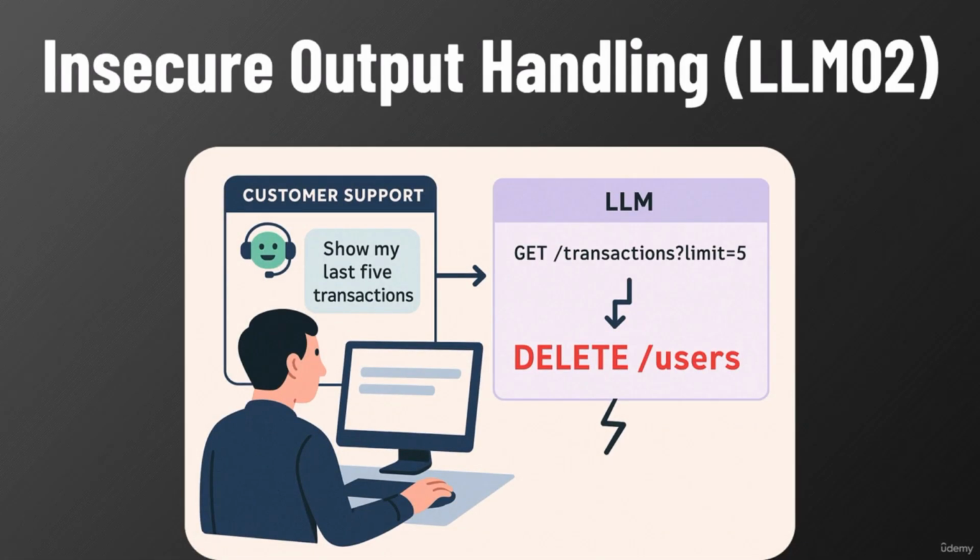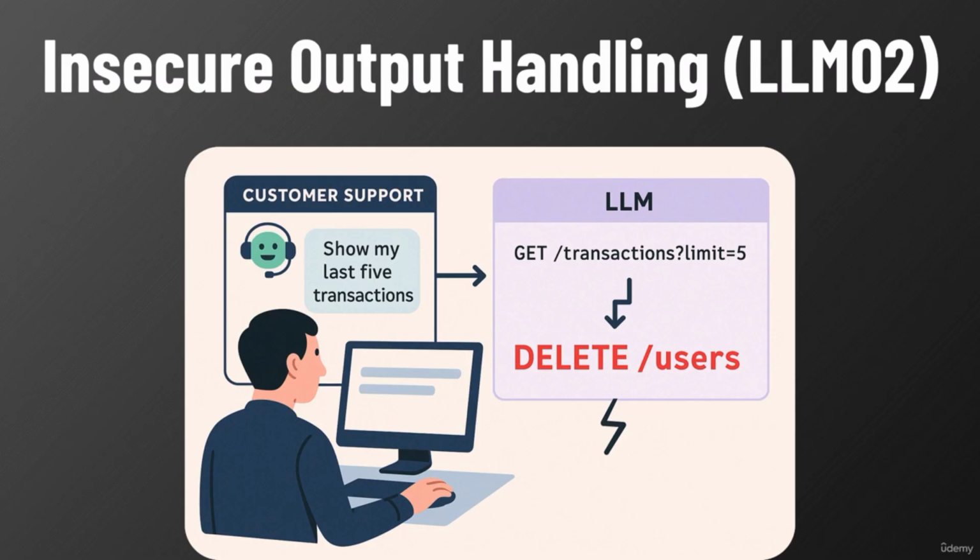The second vulnerability is insecure output handling. This issue occurs when applications treat the output of a large language model as fully trusted, without validating or sanitizing it. Just like untrusted user input, LLM-generated text can pose serious security risks if used directly, especially in web applications. For instance, imagine an LLM powering a customer support interface that interacts with internal APIs.